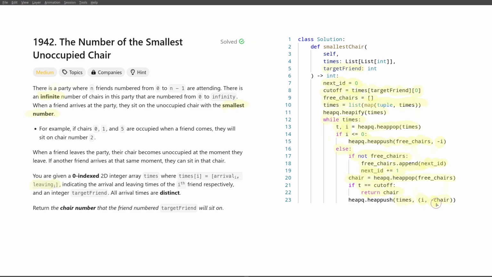And how would you change it if people leaving were to be processed after people coming in? Because here we've specified the order. Well, of course, it would be best to not negate the number of a chair, but to negate the time of leaving.